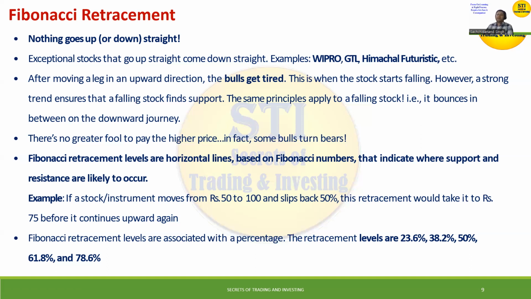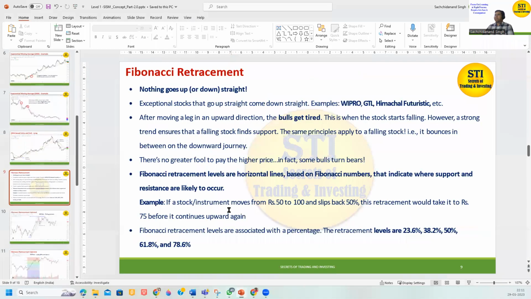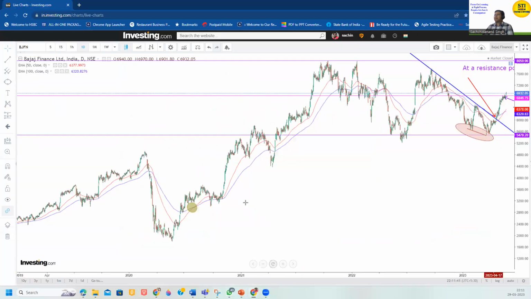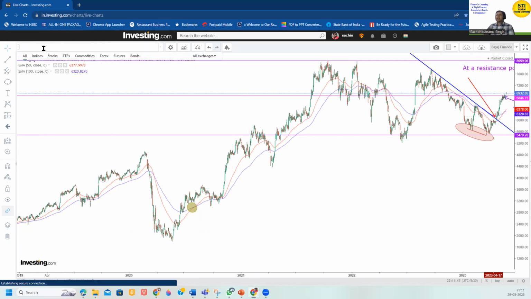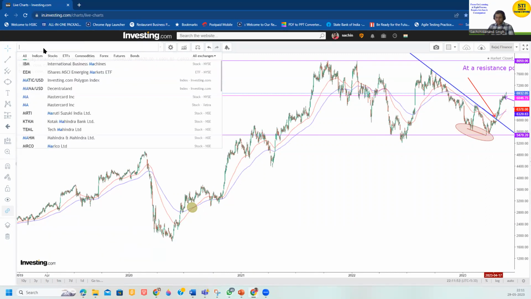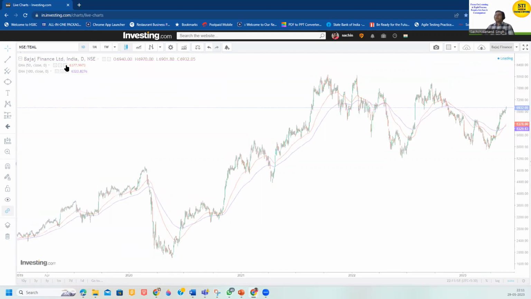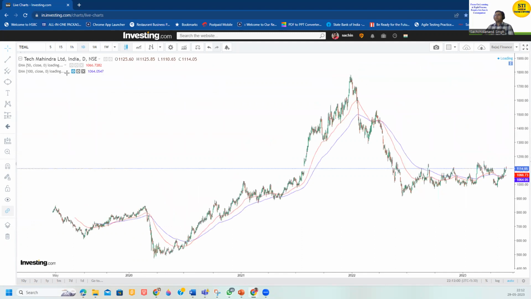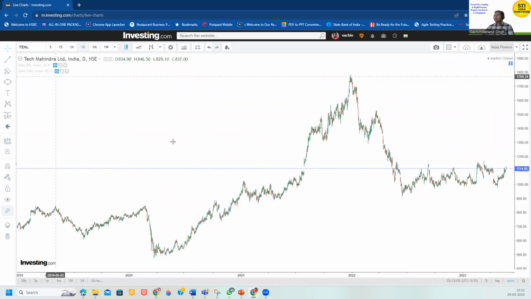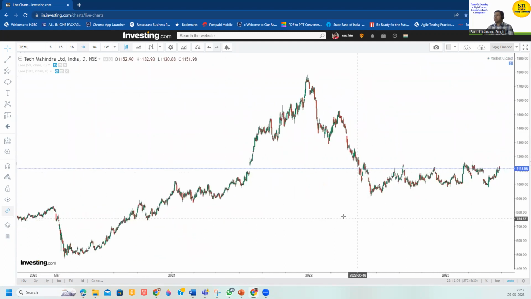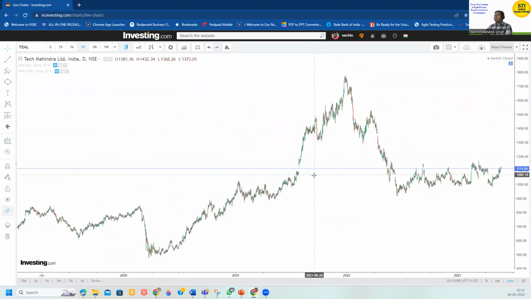So, for example, let's take an example of an outperformer. Please share any one of your favorite stocks which I can show. Maybe let us say Tech Mahindra. This is the Tech Mahindra example in the daily time frame. So what is happening here?